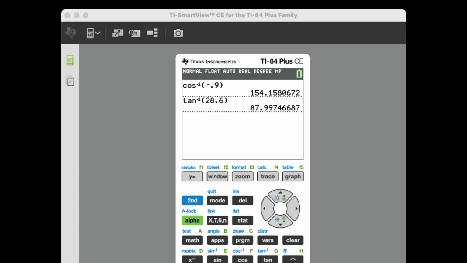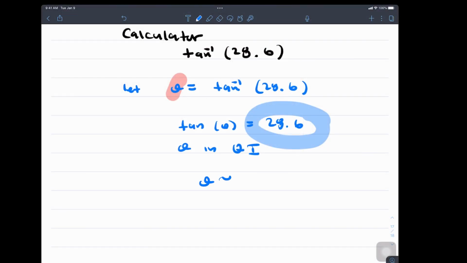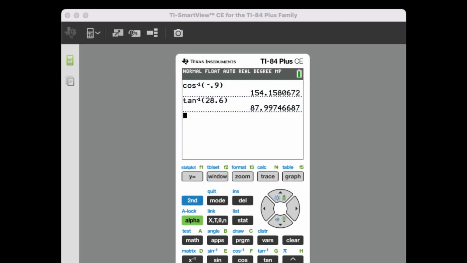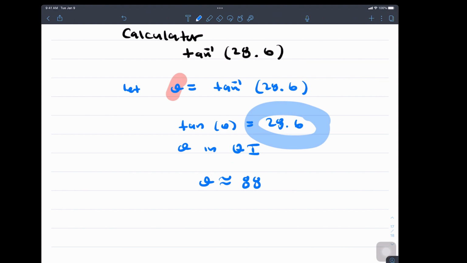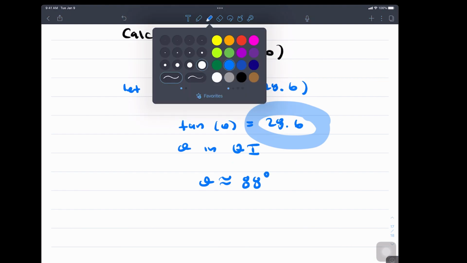Let's go to the nearest whole number. Okay, what is theta? It's like, is it 28 degrees? I got to go back to the calculator. I didn't even look at the answer. No, 88 degrees, not 28. Wow. And that's a degree answer.